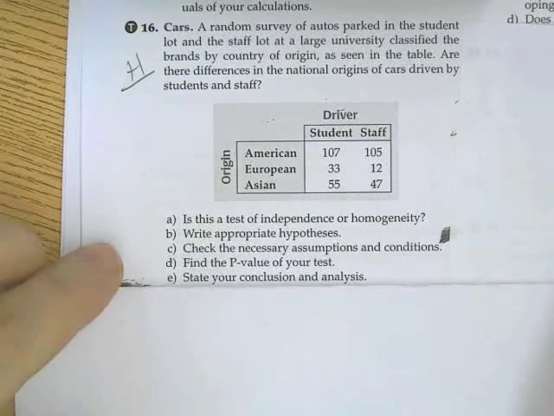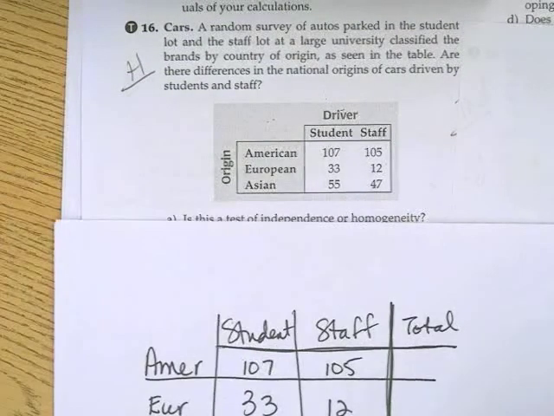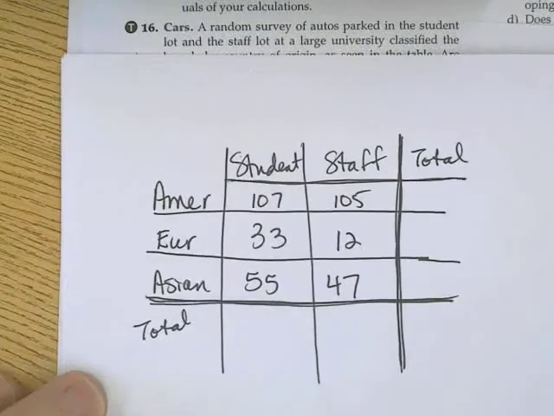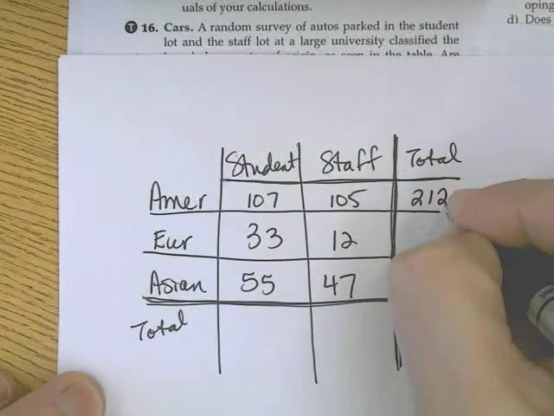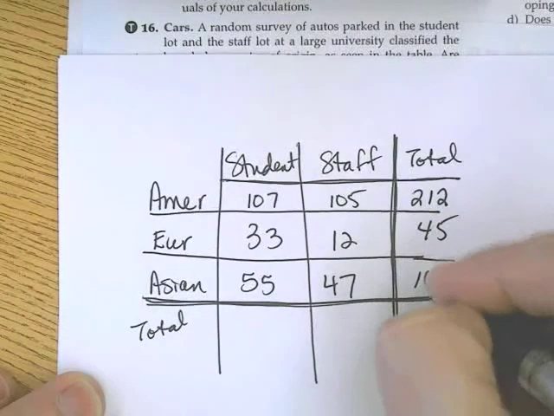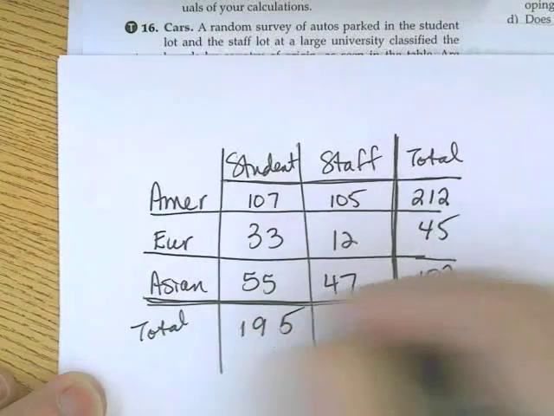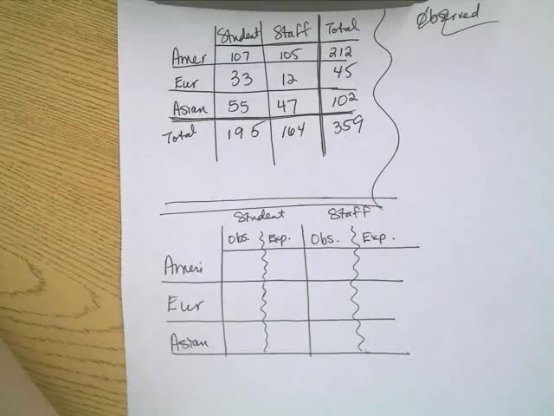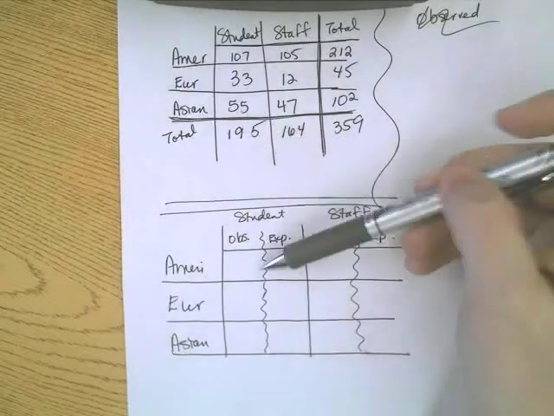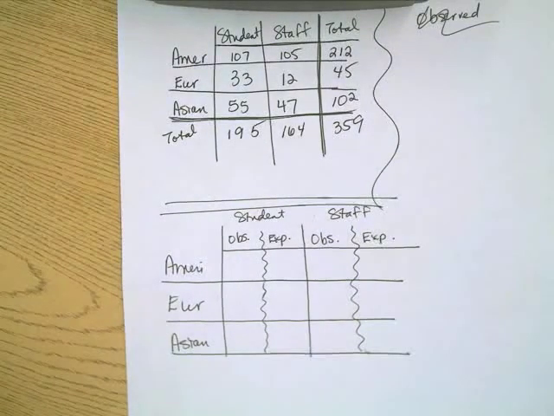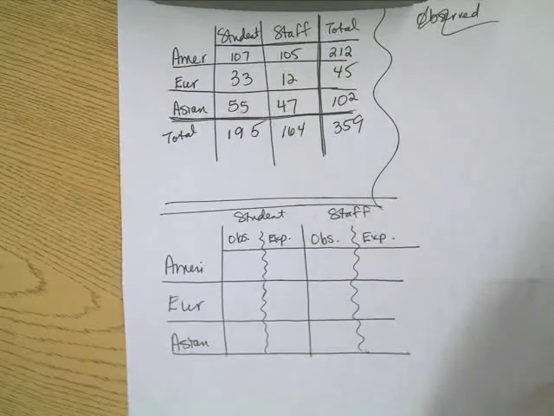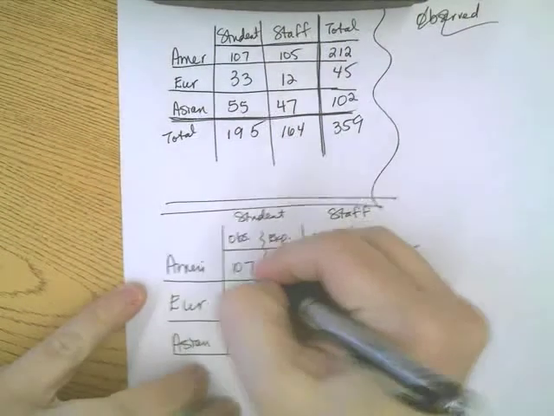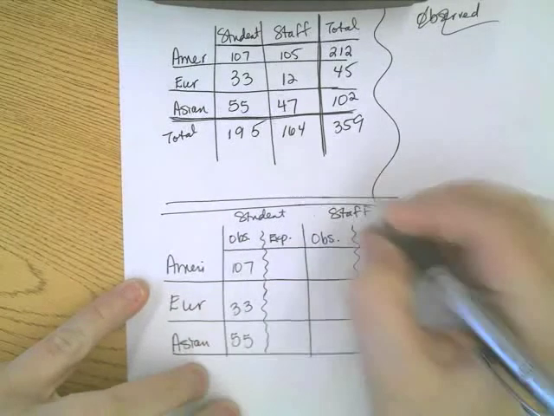So what I've done is I've made a table, and I've put these numbers in here. What we need to do now is know what these totals are. If you haven't written this down, my suggestion is to pause the video and write it down so it makes sense of what's going on. I had to create another table because I have to find the observed and expected for students and staff. So now I have a table that splits it in half. I know the observed for the students is 107, 33, 55, and then 105, 12, and 47.